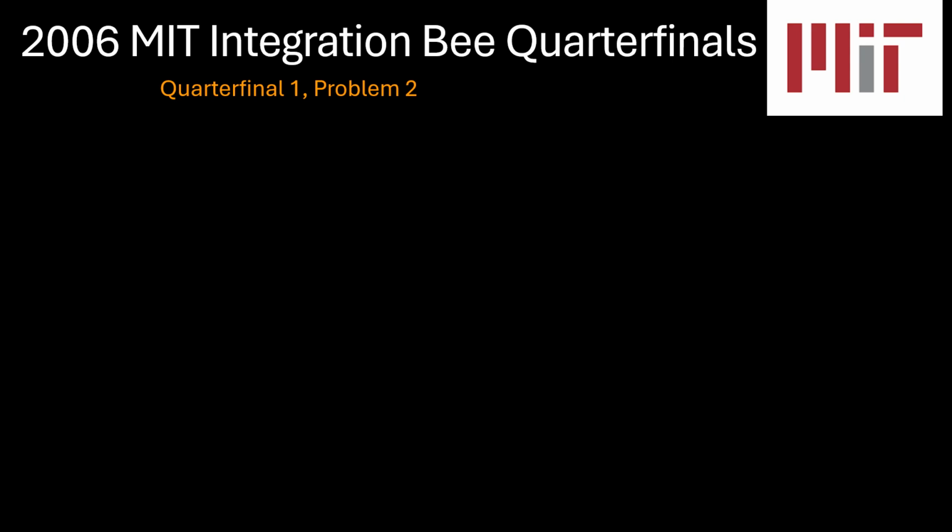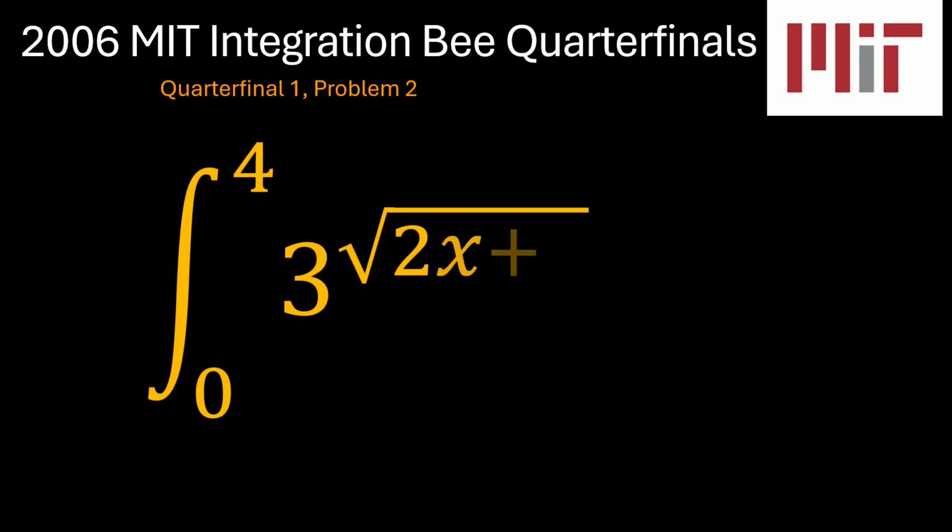Problem number 2 of the 2006 MIT Integration Bee Quarterfinals, quarterfinal number 1. It's a fairly challenging problem, but easy all the same. The definite integral from x equals 0 to x equals 4 of 3 to the power square root of 2x plus 1. So let's quickly see how we may be able to solve this problem.